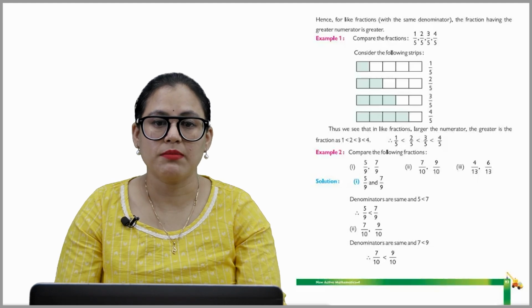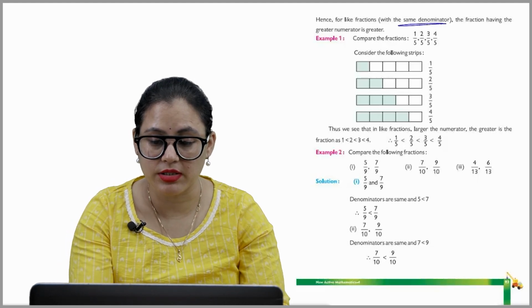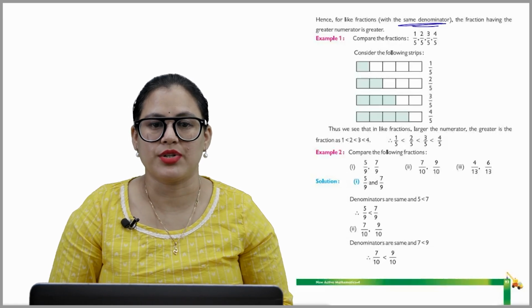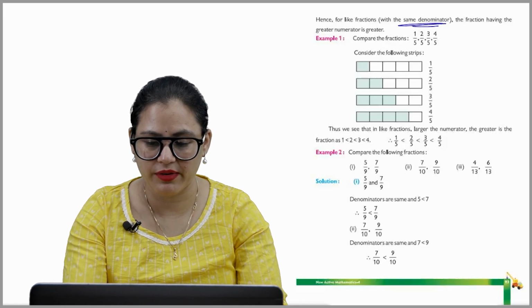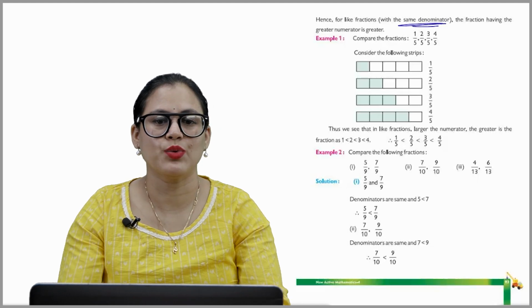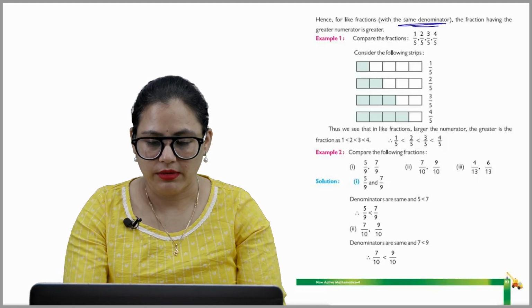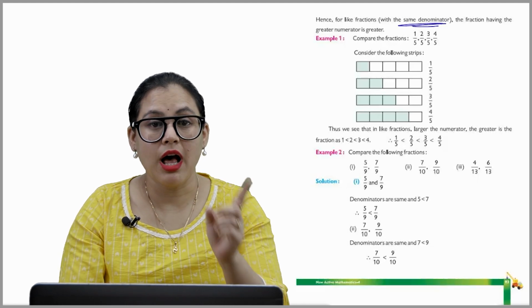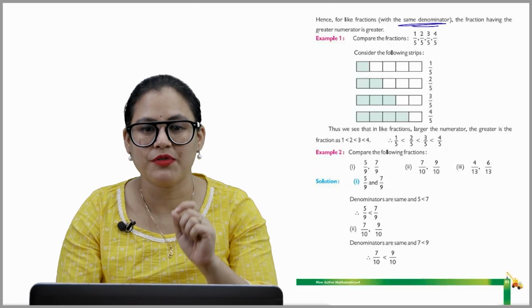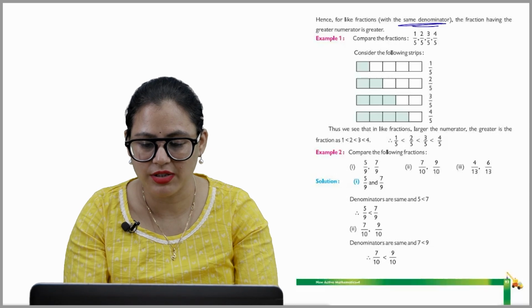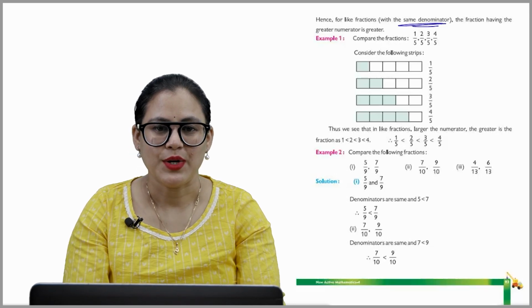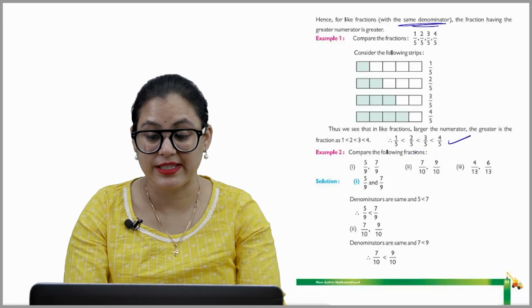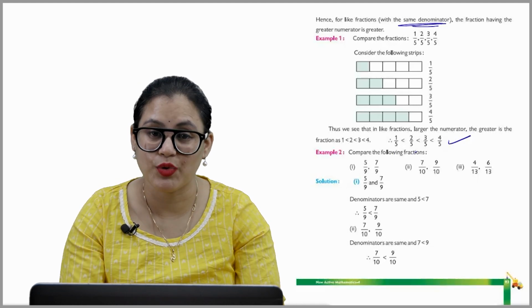Hence, for like fractions, meaning with the same denominator, the fraction having the greater numerator is greater. Example, compare the fractions 1 by 5, 2 by 5, 3 by 5, 4 by 5. We have to compare these. See the following stripes. We see that in like fractions, the larger the numerator, the greater is the fraction. So 1 by 5 is less than 2 by 5, 2 by 5 is less than 3 by 5, and 3 by 5 is less than 4 by 5.